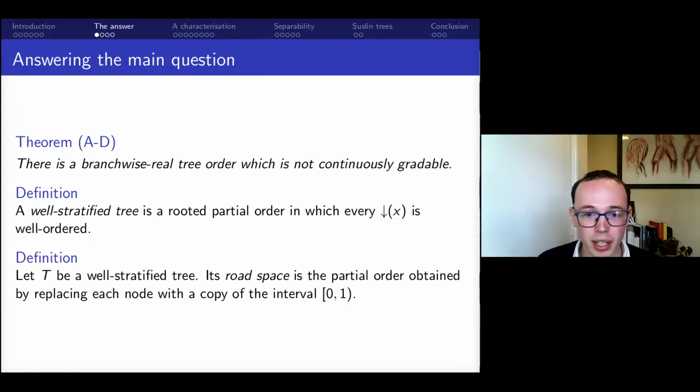A well-stratified tree is just a rooted partial order in which every down set is well ordered. So this is just what the set theorists mean when they talk about trees. And then if we have any arbitrary well-stratified tree, we can take what's known as its road space. Its road space is the partial order obtained by replacing every node with a copy of the half open interval [0, 1). So the way to think about this is that we're going to be drawing roads through all of the branches of the well-stratified tree. Actually, I have a picture in the next slide.